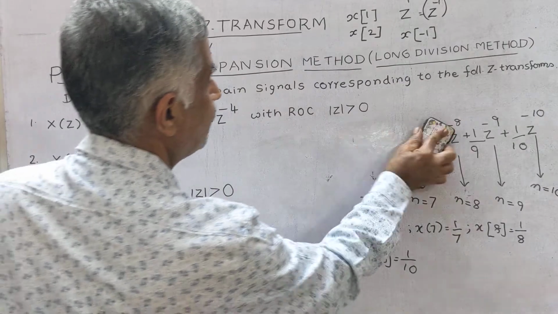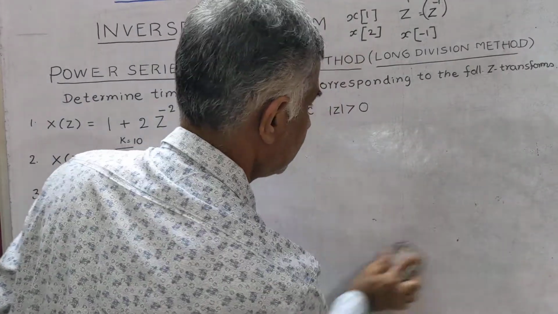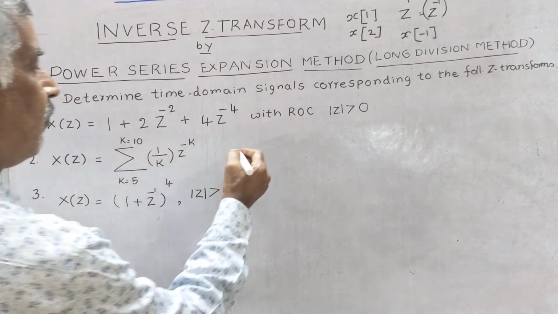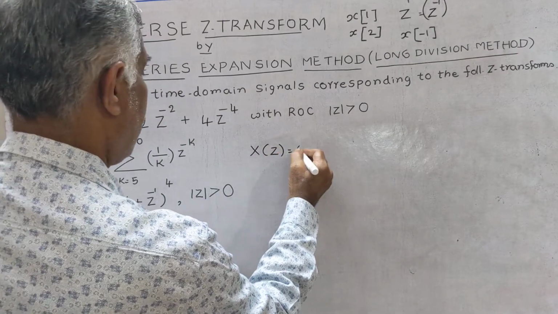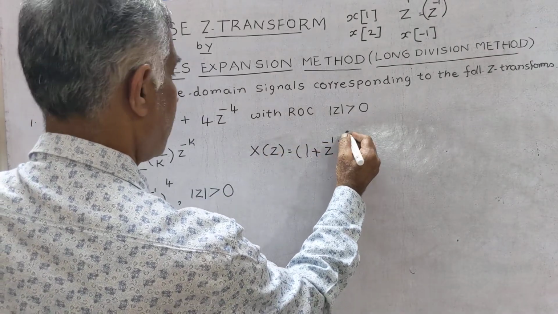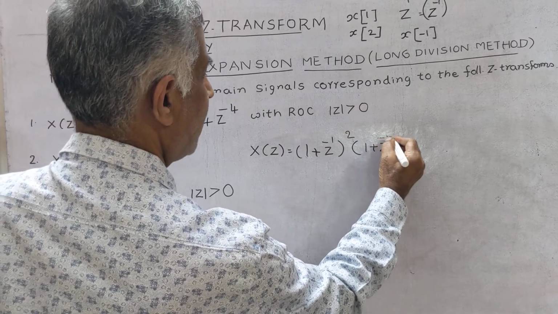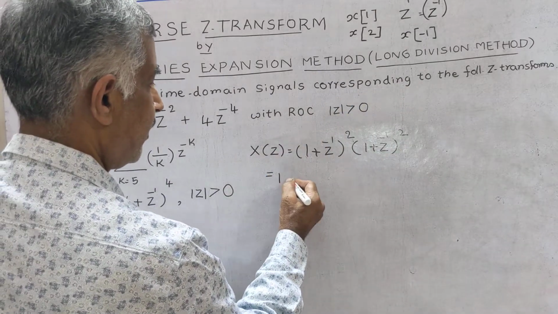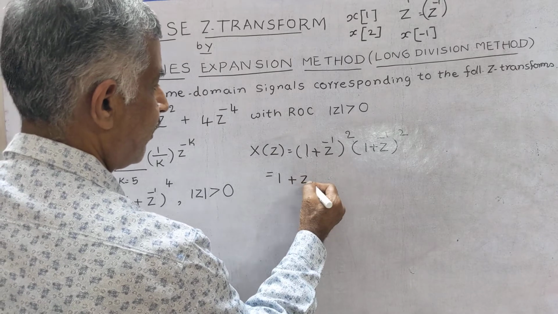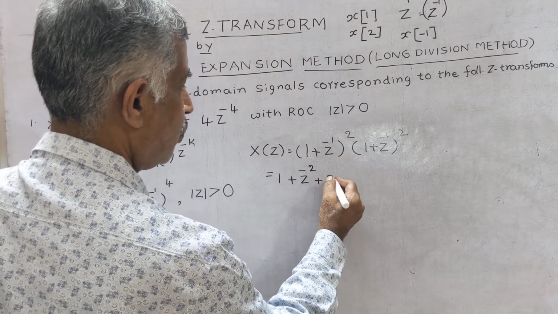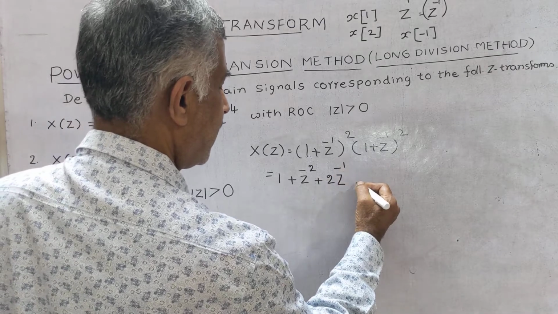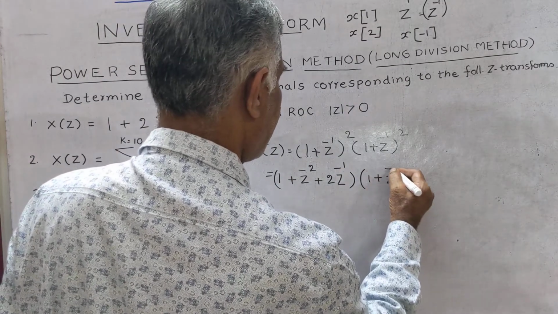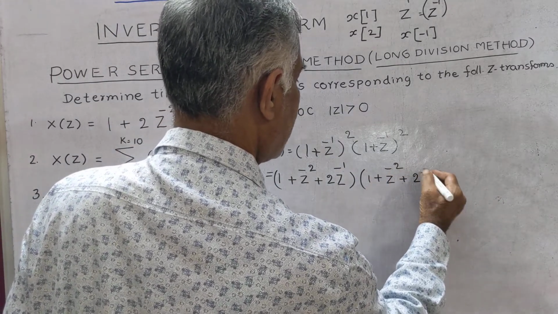Now next problem. 1 plus z to the power of minus 1, the whole to the power of 4. Now we shall expand this. 1 plus z to the power of minus 1 squared into 1 plus z to the power of minus 1 squared. Using the a plus b whole squared formula, a squared plus b squared plus 2ab, into a squared plus b squared plus 2ab.